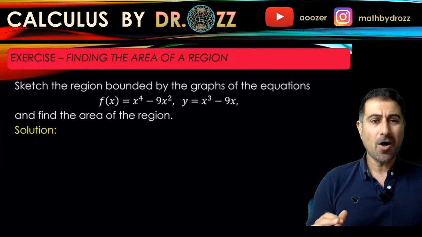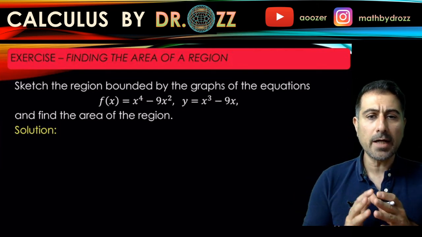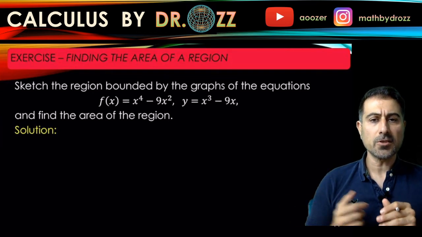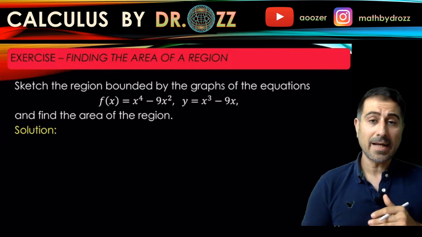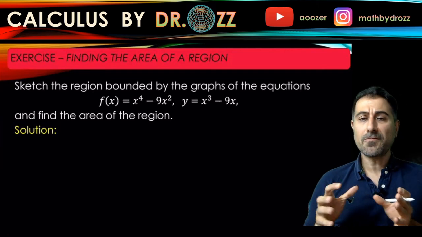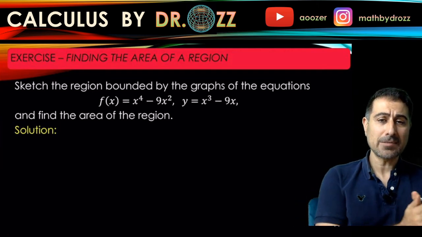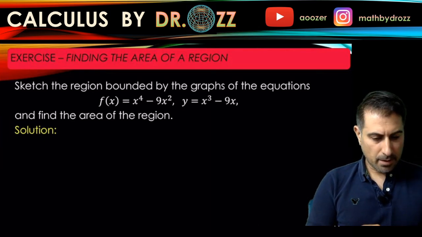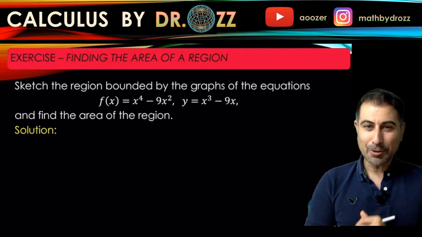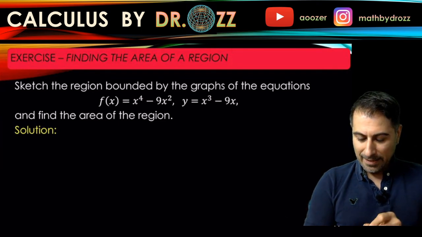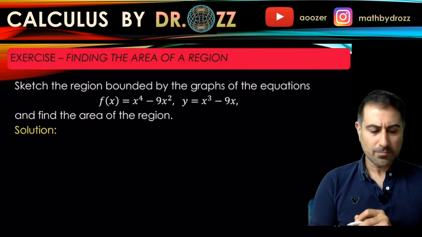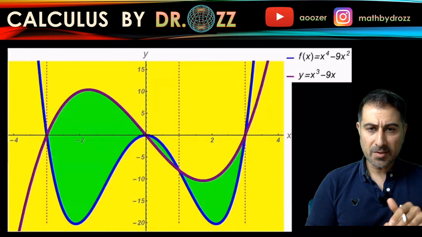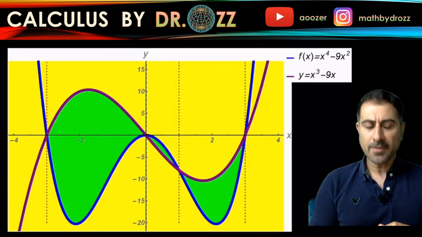So please pause the video at this moment and plot these two graphs. x to the fourth minus 9x squared, that's your first function. Second function is x cubed minus 9x. Graph them both, maybe from x min to be -5, x max to be +5 to see the full picture, okay? I'm assuming that you're pausing the video right now. Please do it. And here we go. I graphed these functions for you, and you should be able to get the same type of graph, okay?